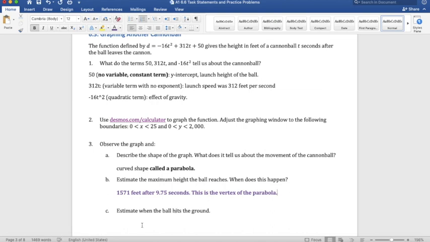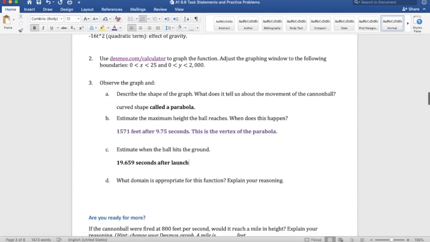So, when the ball hits the ground, that was, oh, I forgot the number already. It was 19.659 seconds. 19.659 seconds after launch, and that's important, it's after it was launched. It's not like later, it's just, when is it? It's 19.659 seconds after launch. It's not the 19.65th hour of the day. So what domain is appropriate for this function? Well, domain is the allowed x values.